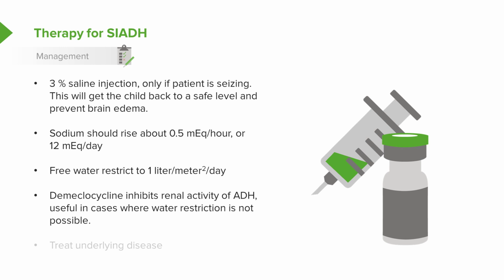In patients where restriction of fluids is not possible, we can use demeclocycline. Demeclocycline inhibits renal activity of ADH, so it may inhibit the activity of the excessive ADH in the blood.